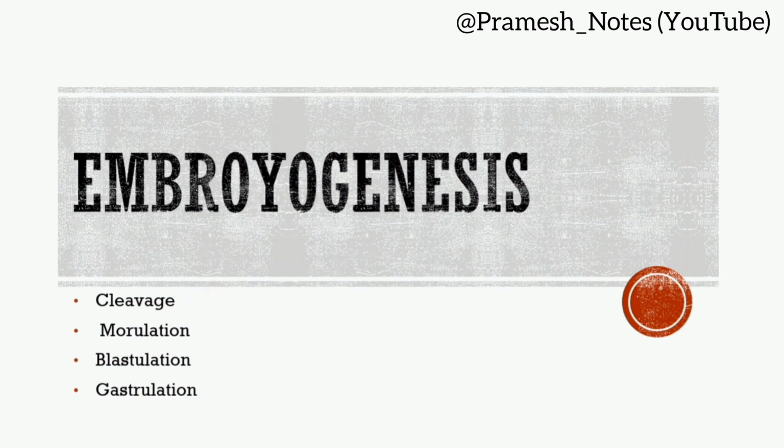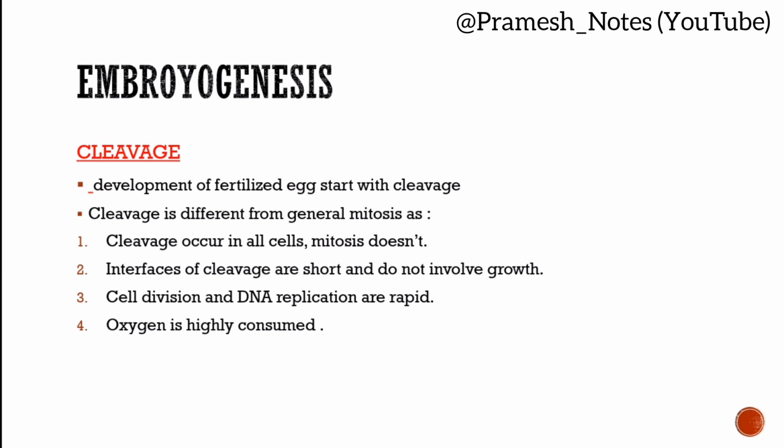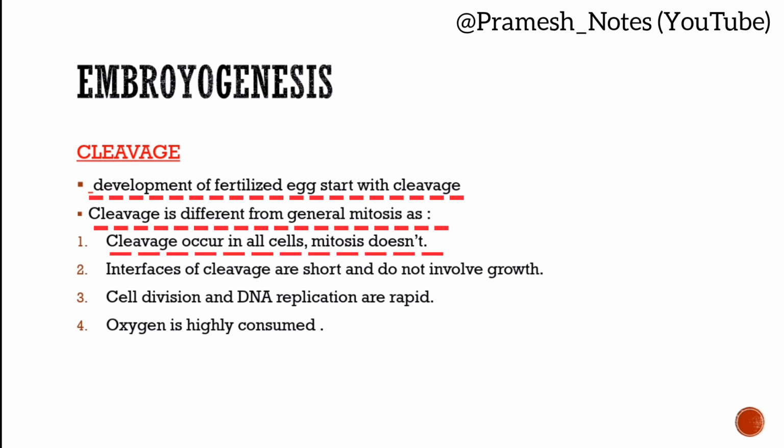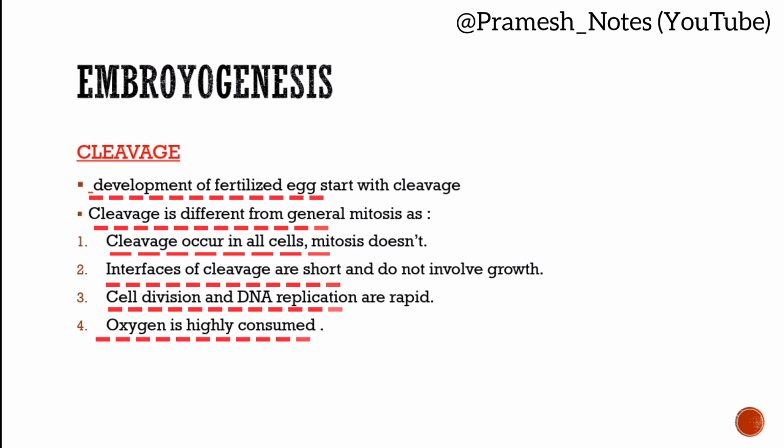We will not take a lot of time and just learn in shortcut, covering important and direct points. So let's go through the first stage, that is cleavage. The development of the fertilized egg starts with cleavage. It is a kind of mitotic cell division, but my dear friends, it is different from general mitosis, as cleavage occurs in all the cells, but mitosis doesn't. The interphases are comparatively shorter and do not involve growth. The cell division and DNA replication are comparatively rapid, and oxygen is highly consumed in cleavage.